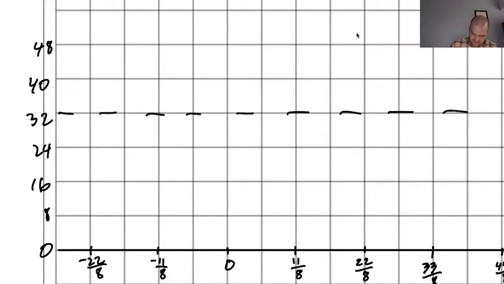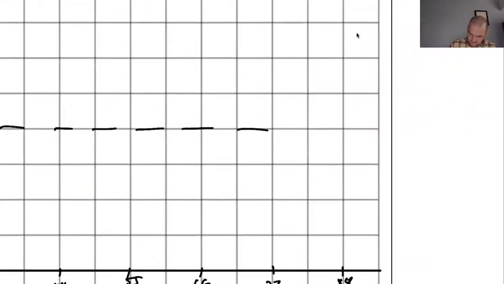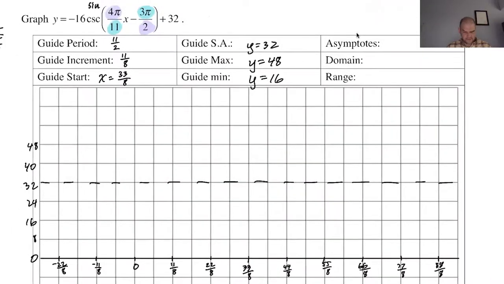Well, really, we dash. Whatever. It's like the Morse code of graphing. And then there, and there. Okay. So, what are we graphing here?